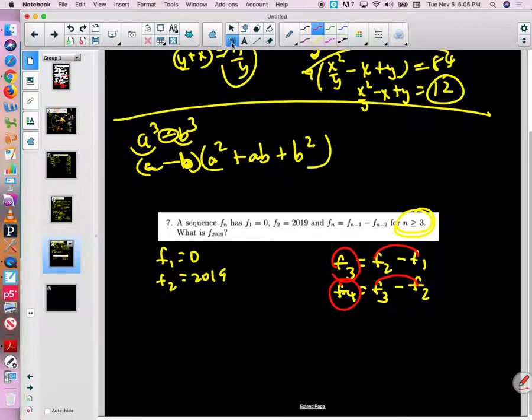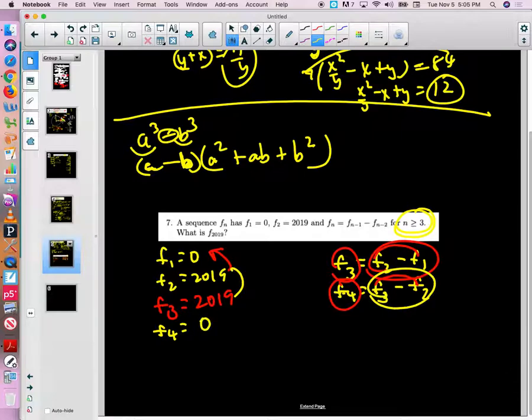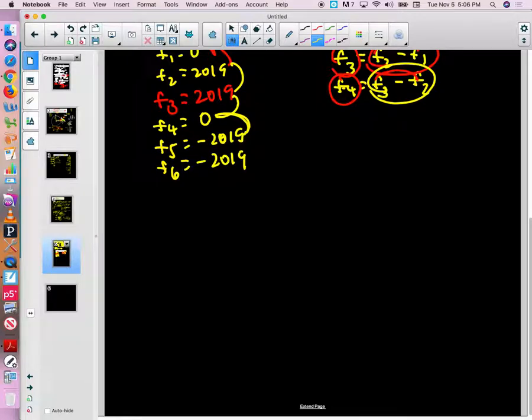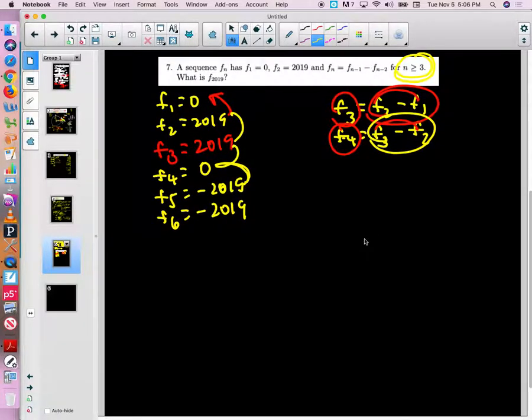So to find the third term, I'm going to subtract these two, f of 2 minus f of 1, and I get 2019. So I'm actively looking for a pattern. F of 4, I subtract f of 3 and f of 2, and I get 0. F of 5, I subtract these two and I get negative 2019. F of 6, I subtract these two and I get negative 2019. I'm sorry, I went too far down, just a minute. Okay. F of 7, I subtract these two.